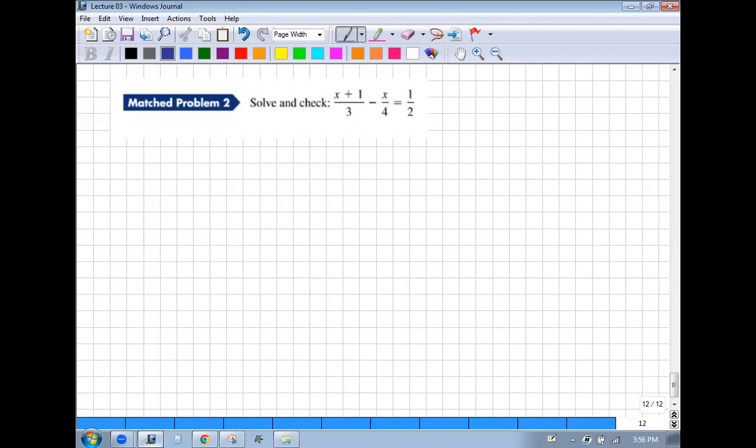All right, here we go. We got a whole bunch of fractions again. I don't want any fractions. What can I multiply this thing by to get rid of the fractions? What's the smallest number that 2, 3, and 4 will all divide into? 12, right? You can look at it and it's obvious, right?